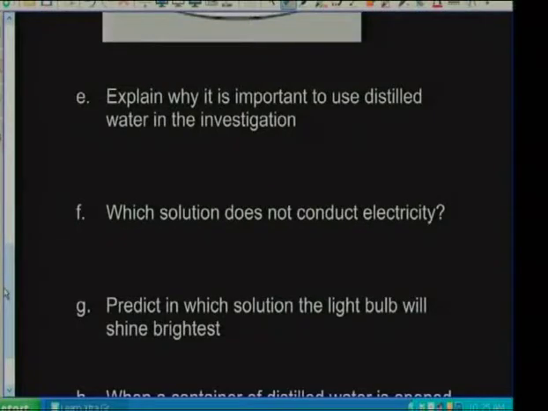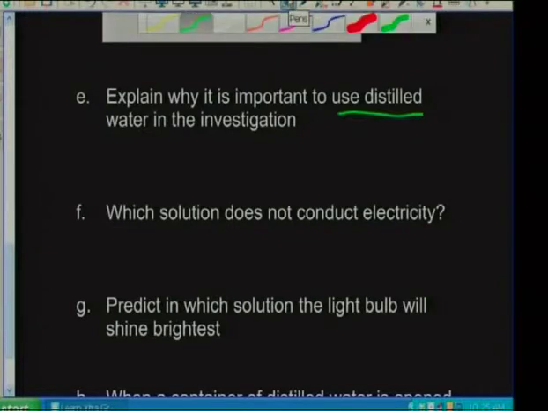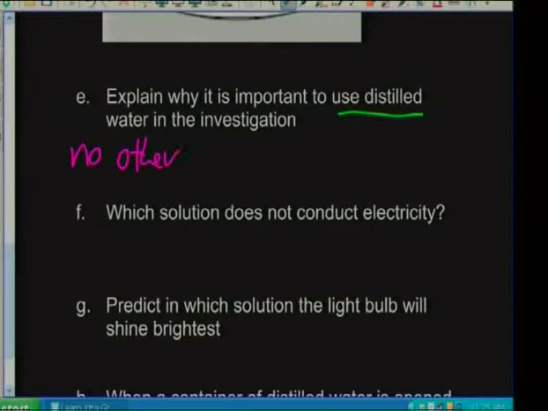Same setup. It says, explain why we use distilled water in the investigation. And this is one of those control variables. We use distilled water because we don't want to have extra ions, no other sources of ions. You see, if we didn't use distilled water, ordinary tap water can contain chloride ions, it can contain fluoride ions, and those could give us a false result. We could say it's the alcohol that's conducting, and it's not, it's in the water. We don't want to get that sort of false result.